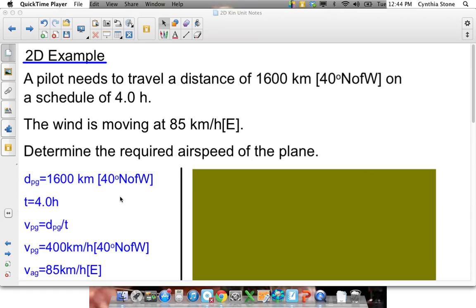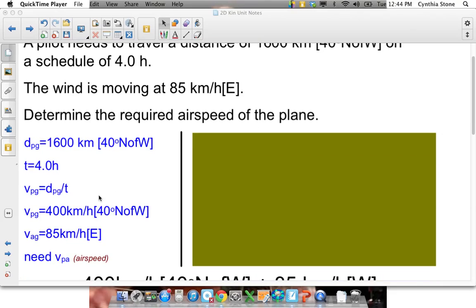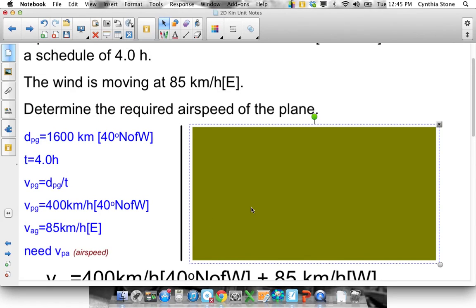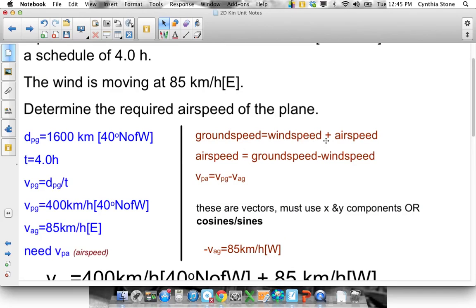The very first step is to take that distance that has to be traveled, or displacement, and divide it by the time to get the actual ground speed. Remember, VPG is ground speed. We know the ground speed is 400 kilometers per hour, 40 degrees north of west, and we know the wind speed is 85 kilometers per hour east. And we need the VPA, the airspeed. So ground speed is wind speed plus airspeed. Airspeed is the subtraction, and that's what it means in variables.